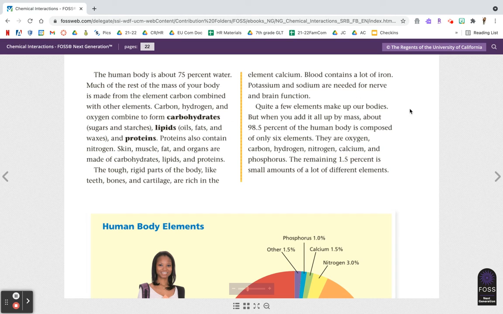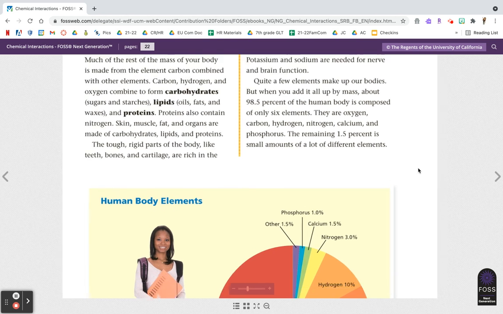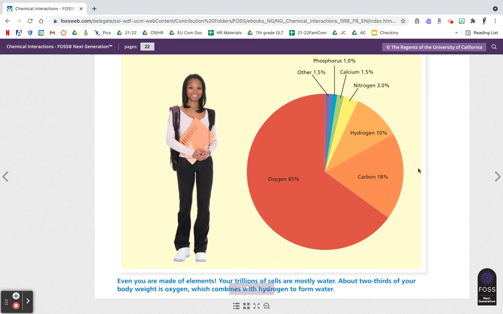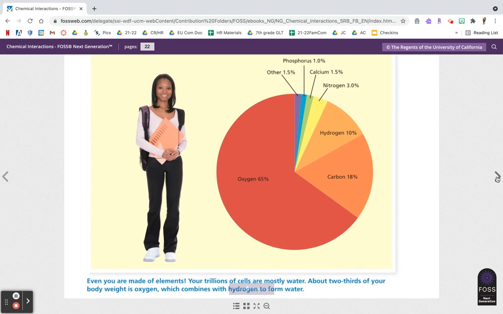Quite a few elements make up our bodies, but when you add it all up by mass, about 98.5% of the human body is composed of only 6 elements. They are oxygen, carbon, hydrogen, nitrogen, calcium, and phosphorus. The remaining 1.5% is small amounts of a lot of different elements. Turn to page 23.